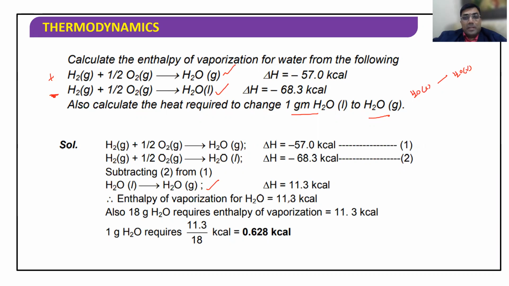enthalpy of vaporization of water is 11.3 kilocalories per mole, right? You did 1 mole only, right? 1 mole means how many? 18 grams. So 1 gram is asked actually. 1 gram how much? Clear?